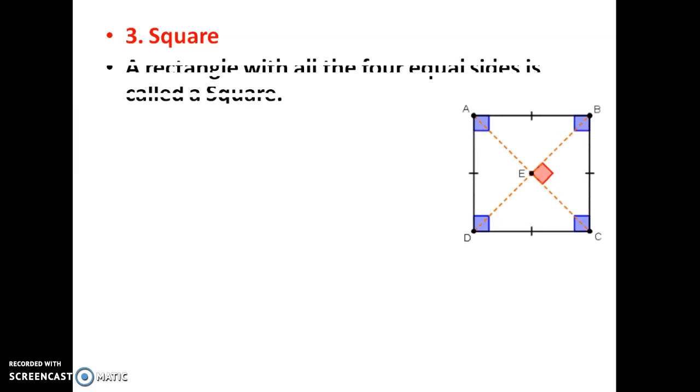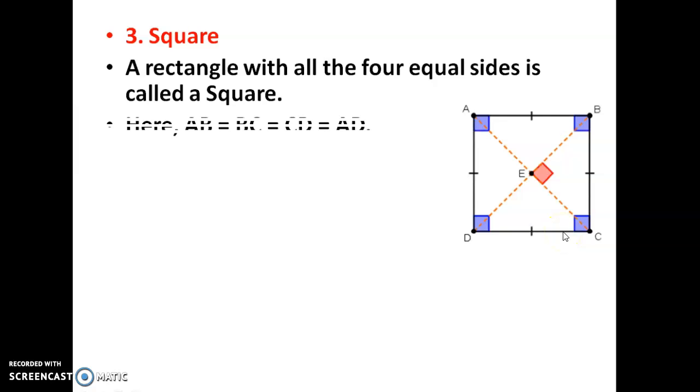The next one is square. So this is a square. A rectangle with all four equal sides is called a square. So it's also a rectangle with all four sides equal. Then it is called a square. So AB equal to BC equal to CD equal to AD.